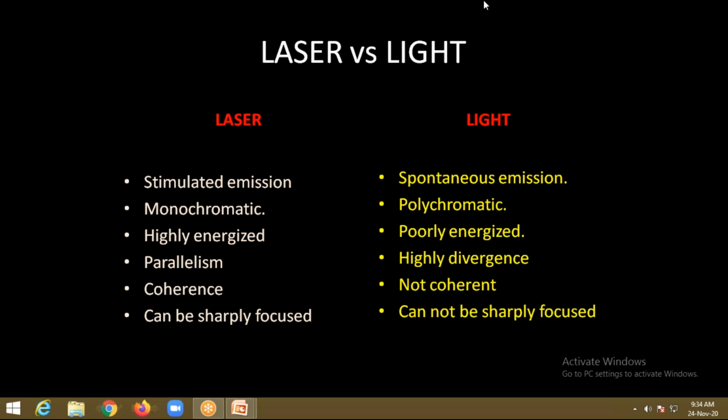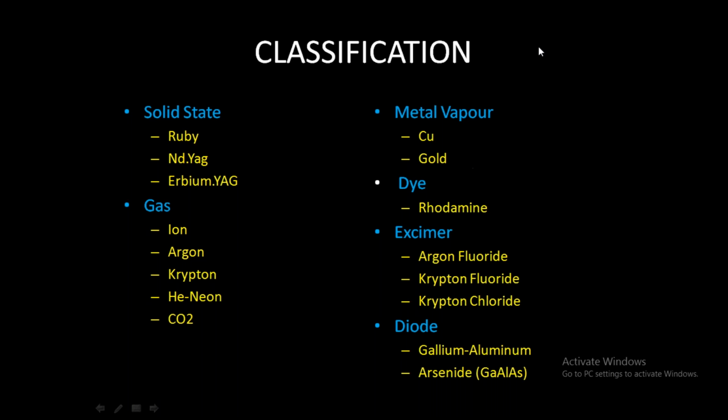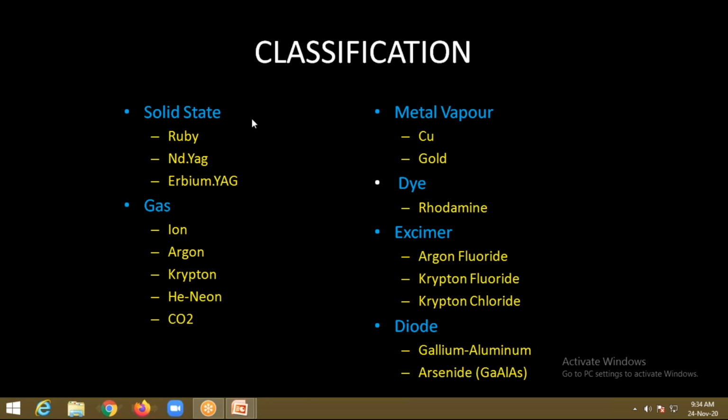Now coming to the classification of various types of lasers. We saw a medium is required for production of laser for excitation. The various mediums are solid state, metal vapor, dye, excimer laser, diode laser, and gas laser. Different types of mediums are present. In solid state, we have ruby, ND YAG laser, and RPM YAG laser. In metal vapor, we have copper and gold. In dye, we have rhodamine. In excimer, we have argon fluoride, krypton fluoride, and krypton chloride.